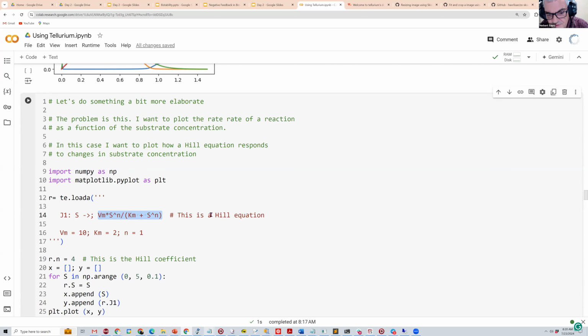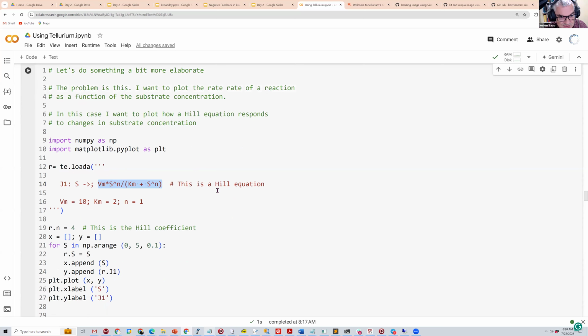And the characteristic of a Hill equation is that it has a sigmoid response. And I would like to plot that as a function of s. So I'd like to plot this rate as a function of s. All right, and I'm going to show you how you can use Tellurium to do just function plots. All right, and I'll show you 2 ways to do it. One is relatively easy to understand. The other is a bit more subtle. But let me show you the easy one first.